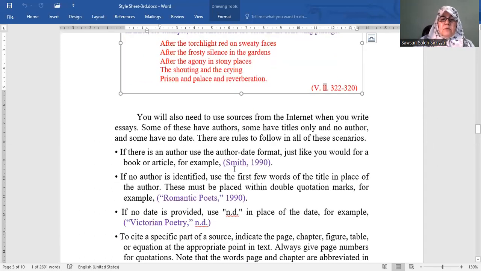You will also need to use sources from the internet when you write essays. Some of these have authors, some have titles only and no author, and some have no date.